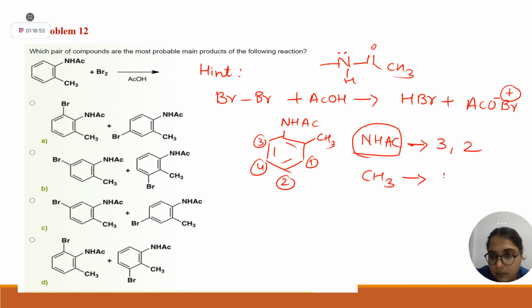1, 4, and 3. Why 3? Because 3 is meta to CH3. 1, 2, 3, meta. So 1 and 4 only. Yes or no? Yes, ma'am. According to CH3. So one thing is clear: their choices are not matching with each other. So among these, whom would you listen to, NHAc or methyl?